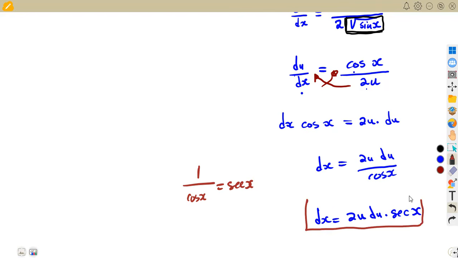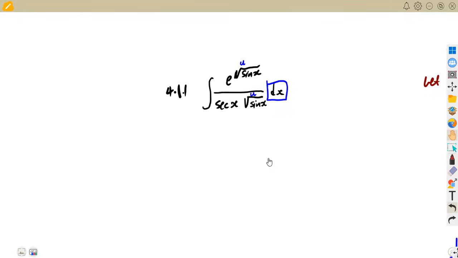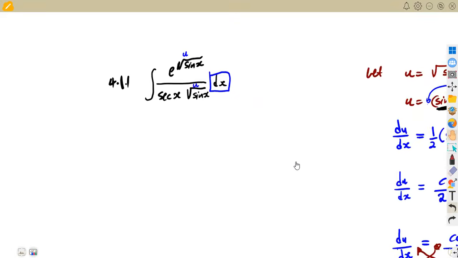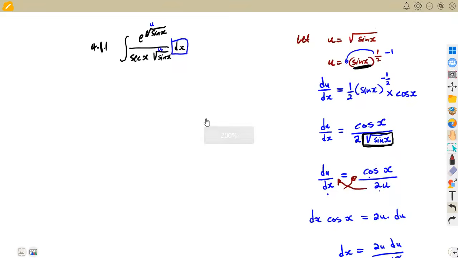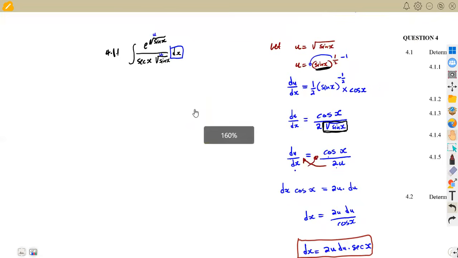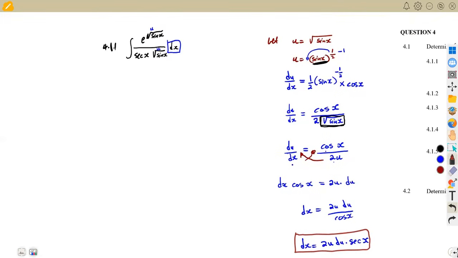The whole of this dx is the one that you're now going to substitute back to the original integral, which is 2u times du times sec of x. All right, so let us substitute into our integral here. Remember, this is where we want to substitute, or let me just try to do this so that we can properly see our answer and what we are supposed to substitute. So this is the part that we are supposed to substitute here.